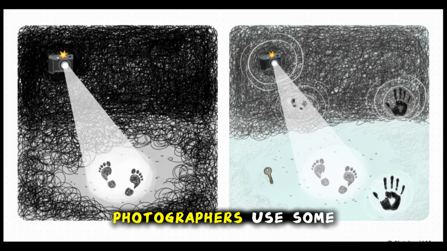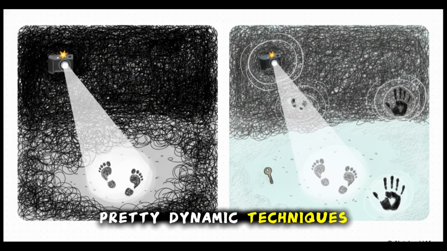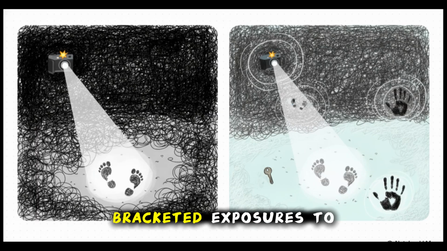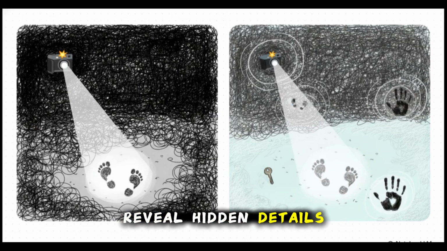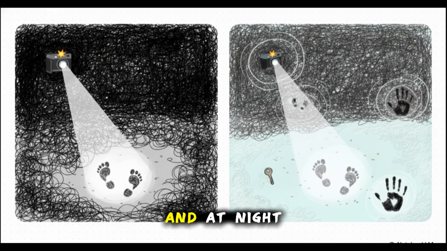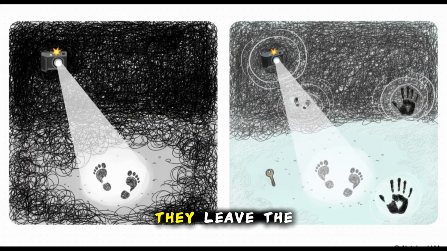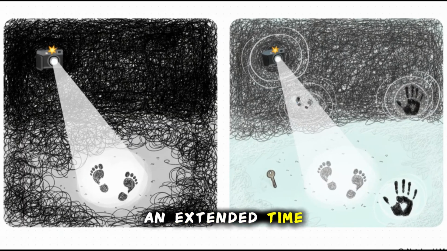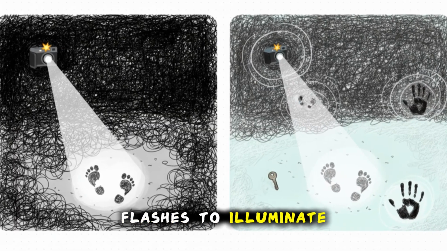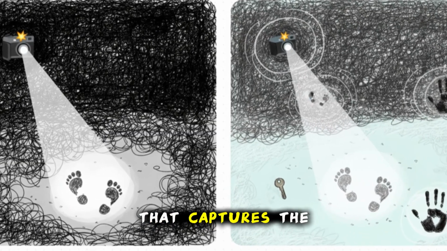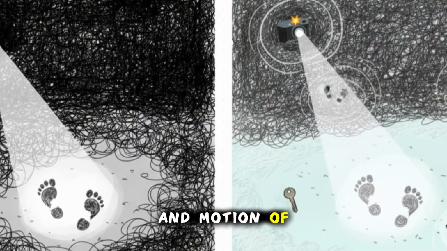To solve this, photographers use some pretty dynamic techniques. They use high dynamic range, or HDR, which merges multiple bracketed exposures to reveal hidden details in deep shadows. And at night, they use an amazing technique called painting with light. They leave the shutter open for an extended time and manually fire flashes to illuminate massive areas. It creates a deeply compelling visual that captures the true scale and motion of the event.